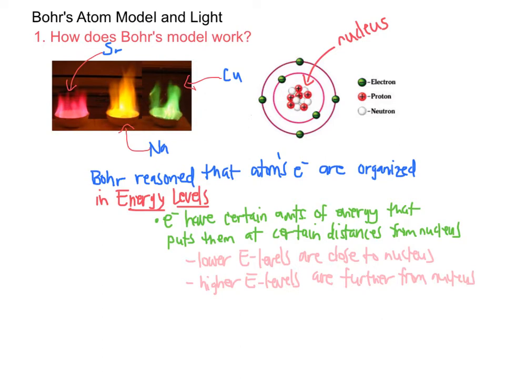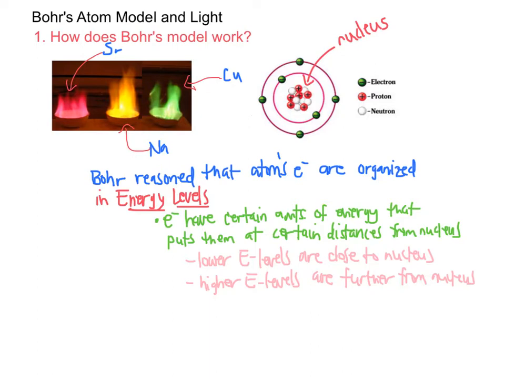And all the electrons in each of these energy levels are there because of the amount of energy that the electrons contain. And so he said that there are lower energy levels closer to the nucleus, and that the further away you get from the nucleus, the electrons have more and more energy. So they're higher energy levels the further you get from the nucleus.